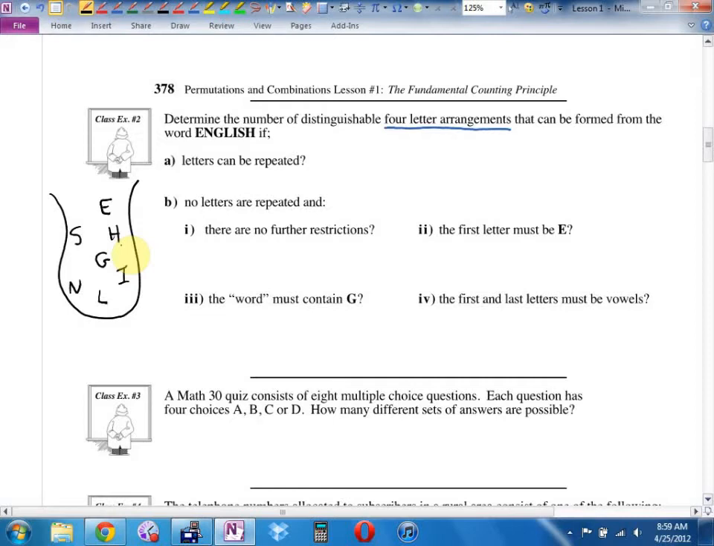How many letters are we picking, Trevor? So for A, I'm going to go one, two, three, four picks, four choices. And it says letters can be repeated. What that means is after you pick the letter, Amanda, you're throwing it back into the bag, giving it a shake, and starting over. So Amanda, how many choices do I have for the first letter?